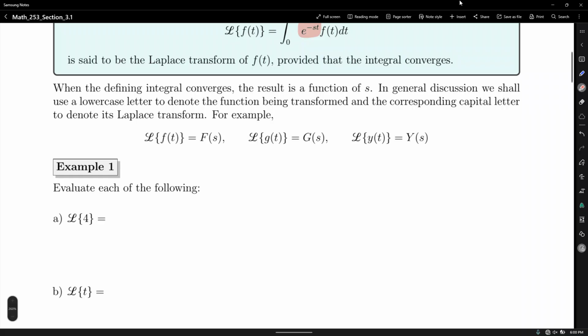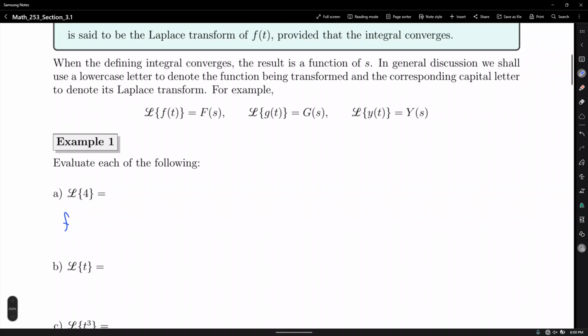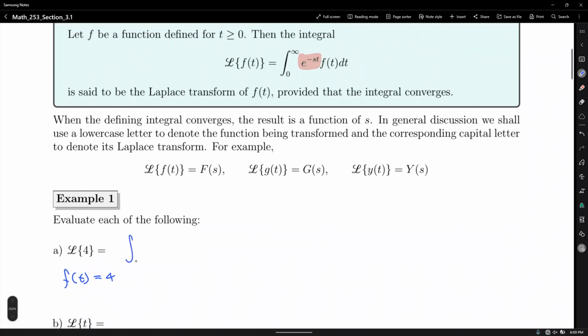The Laplace transform of a number. In this case, f of t equals 4. So this will be the integral from 0 to infinity of e to the negative st times 4 dt, which is the same as saying, check this out, let me take the 4 outside of the integral and then write the integral from 0 to infinity of e to the negative st dt.